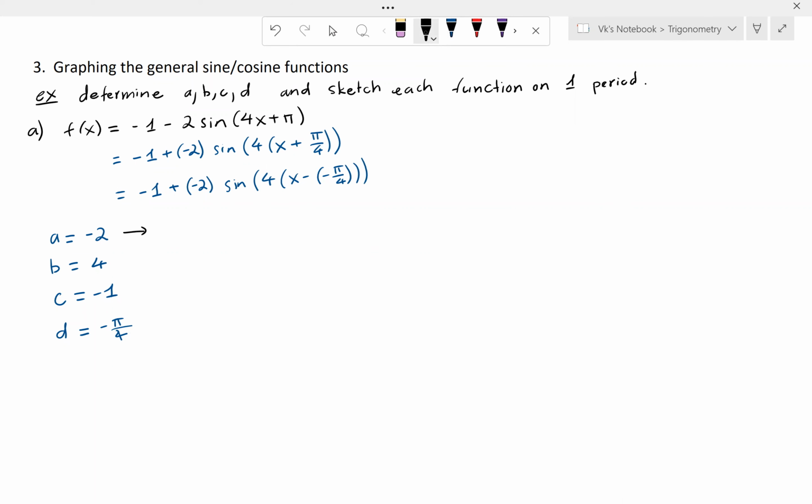a tells us that we're going to do the reflection over the x-axis, the line y = 0. We usually reflect around the middle of the graph, so this would be the reflection over the line of the middle of the graph, which is c, so y = -1. And the absolute value of a is 2. That is the amplitude.